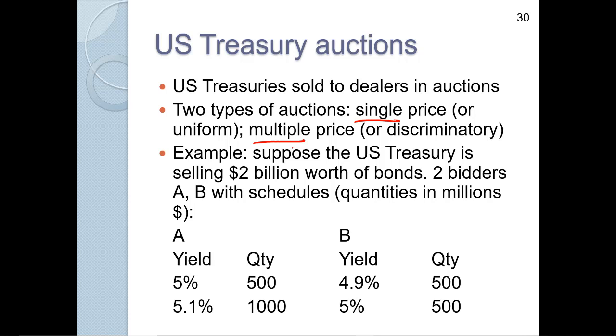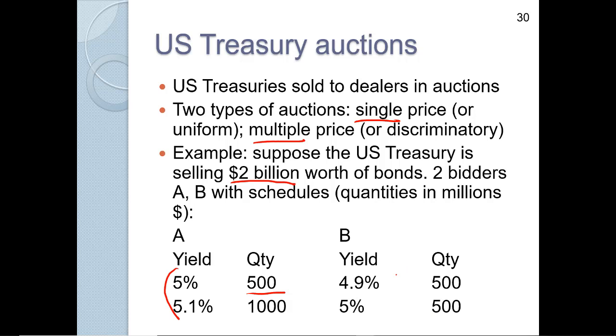Suppose the US Treasury is selling $2 billion worth of bonds, and there are two bidders, A and B. A is going to request these two quantities: at a yield of 5%, they want to acquire 500 million, and at a yield of 5.1%, they want to acquire 1,000. And B, at a yield of 4.9%, wants to acquire 500, and at a yield of 5%, also wants to acquire 500. So how does this work?